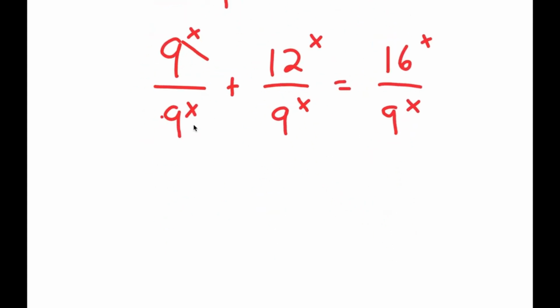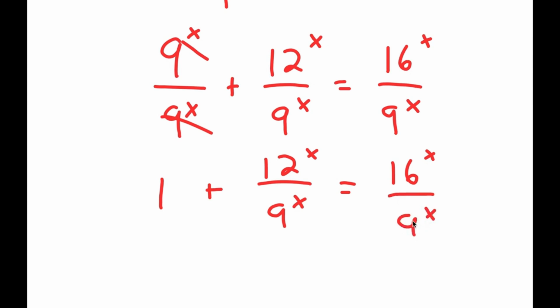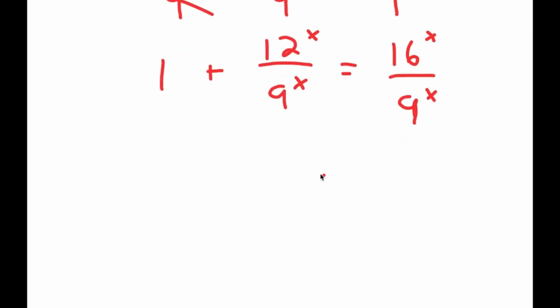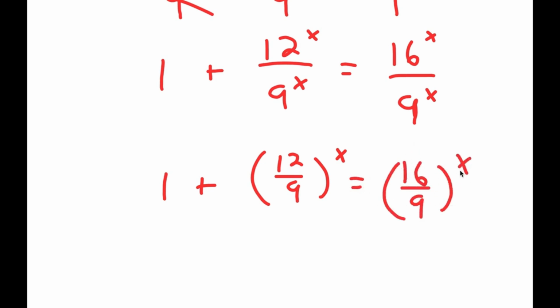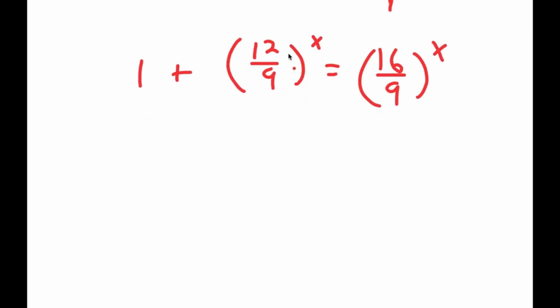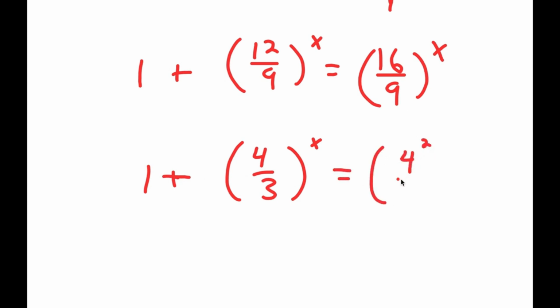Now, 9 to the power of x over 9 to the power of x, those two cancel out, and I get 1. So I have 1 plus 12 to the power of x over 9 to the power of x is equal to 16 to the power of x over 9 to the power of x. Now, from here, I can rewrite this as 12 over 9 to the power of x, and 16 to the power of x over 9 to the power of x, I can rewrite this as 16 over 9 to the power of x. Now, 12 over 9, that simplifies to 4 over 3. And 16 over 9, that simplifies to 4 squared over 3 squared.